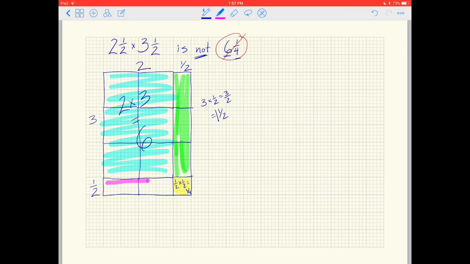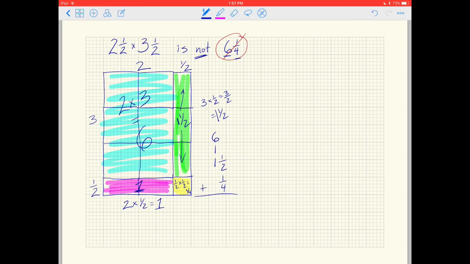Down at the bottom, I've got a half times 2. Color that pink. 2 times a half, 2/2, that makes 1. So I've got a 6. I've got a 1 in the pink. I've got 1.5 in the green, and a fourth in the yellow. We'll label these to be clear about what we've done so far. And now I need to add them all up, right? So 6 plus 1 plus 1.5 plus the 1/4.